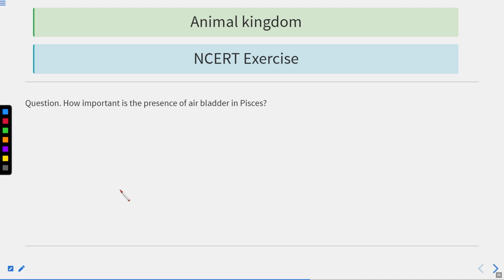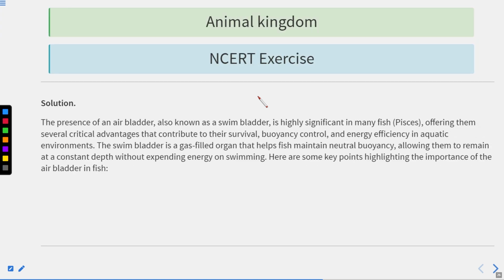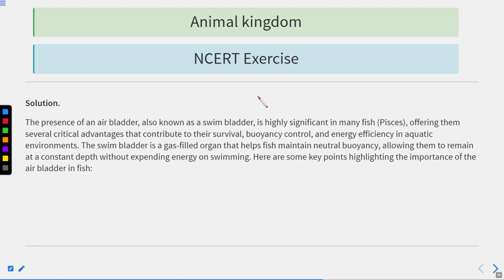So here comes the next question. How important is the presence of an air bladder in the species? So species having the air bladder, why, and how does this presence of the air bladder help the species? The presence of an air bladder, also known as swim bladder, is highly significant in many fish species. This is very important for this group of species.